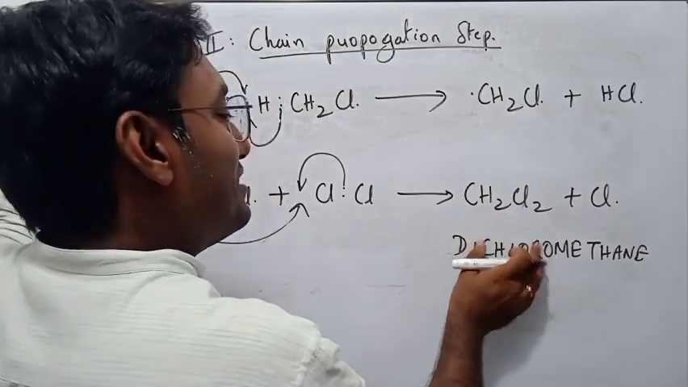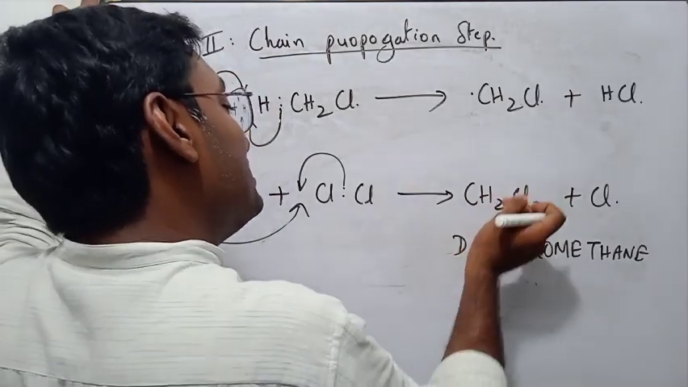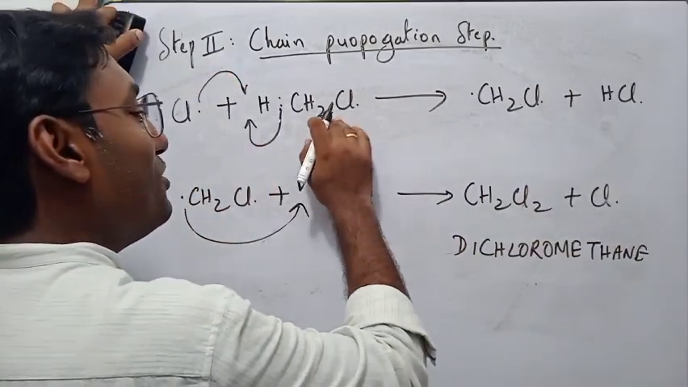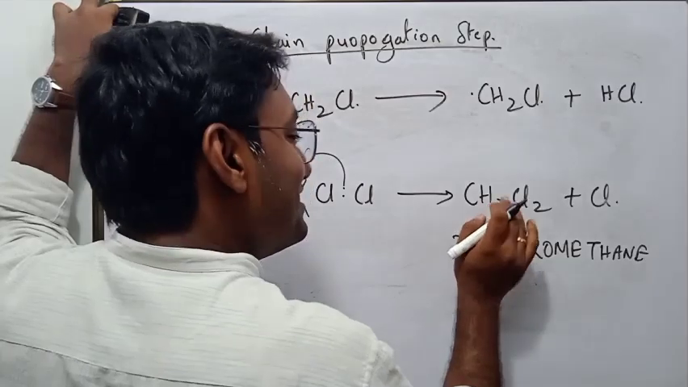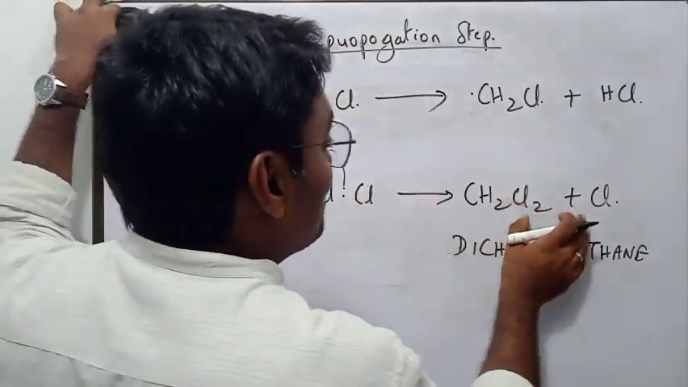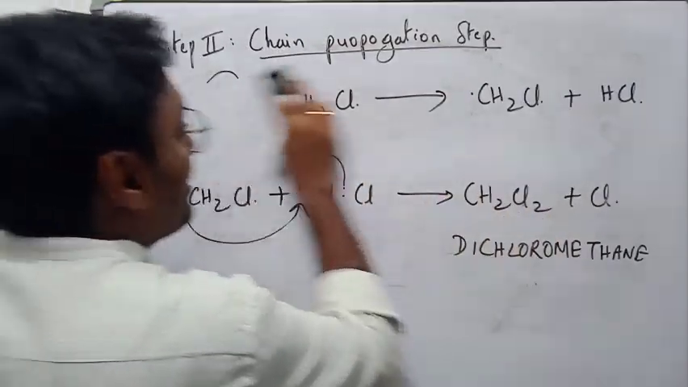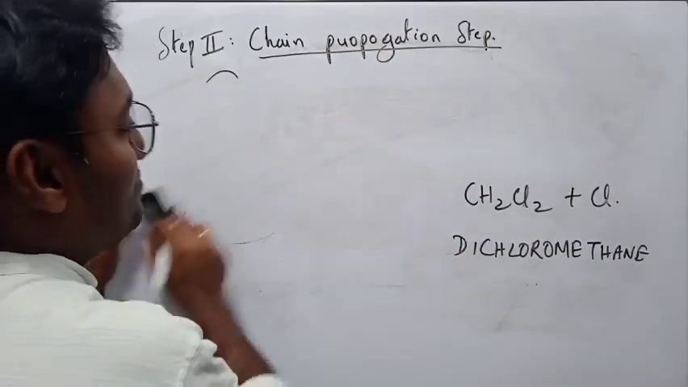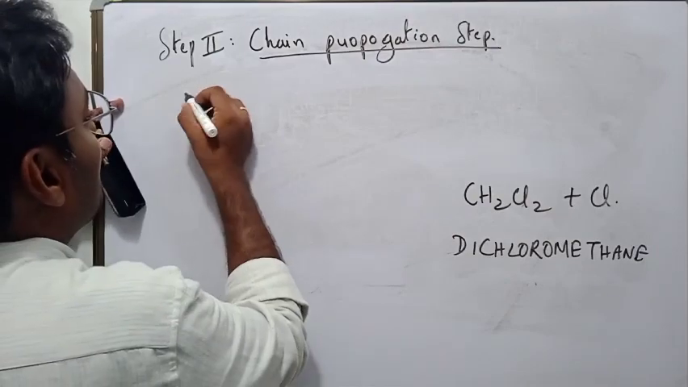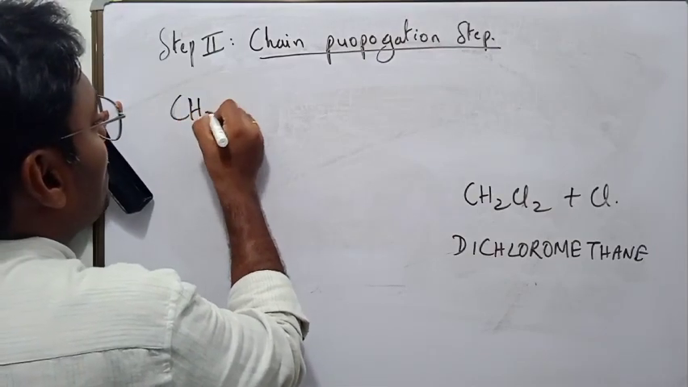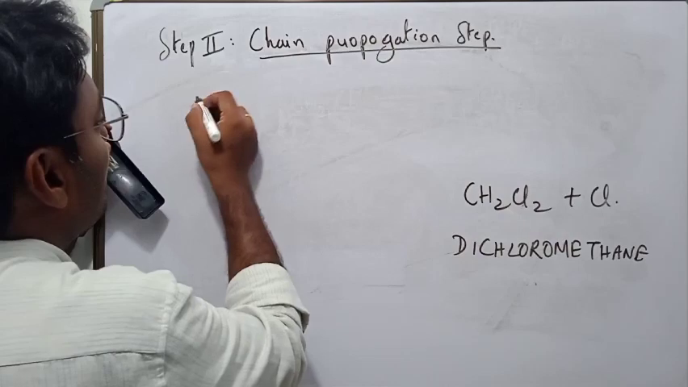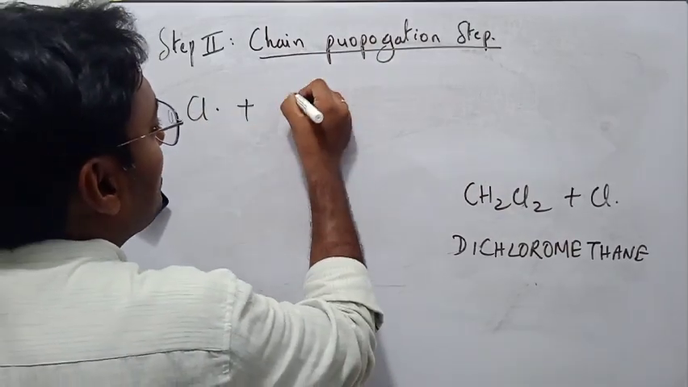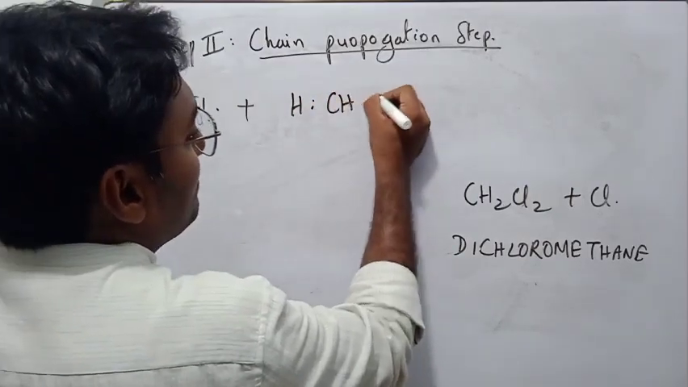So when dichloromethane concentration increases, the Cl free radical, rather than attacking monochloromethane or methane, would attack CH2Cl2. So that is what we are going to see in step number 3. That is the third step of the reaction. What is that? Because dichloromethane's concentration became high, the Cl free radical will react with dichloromethane.